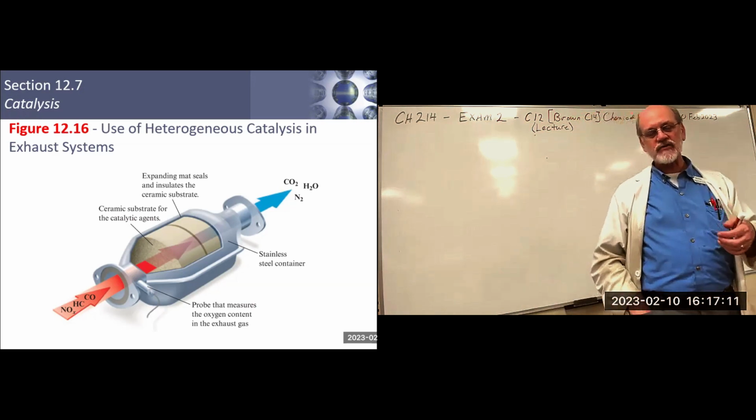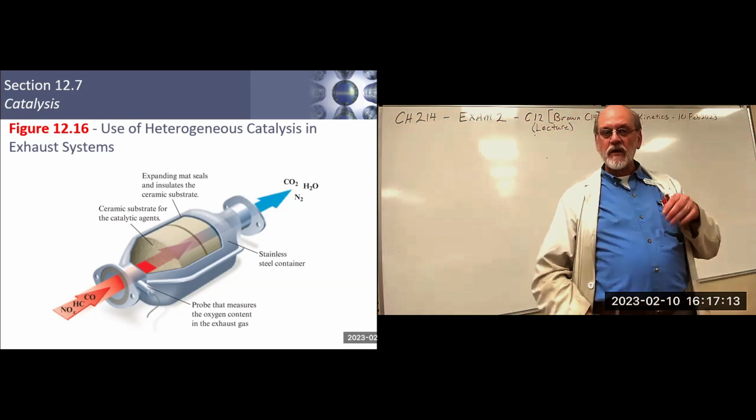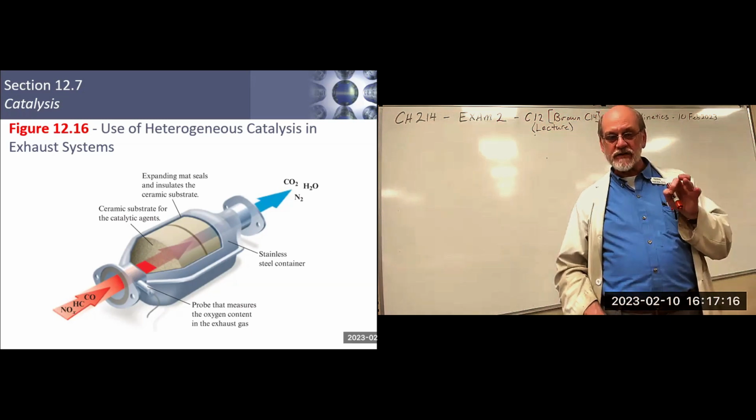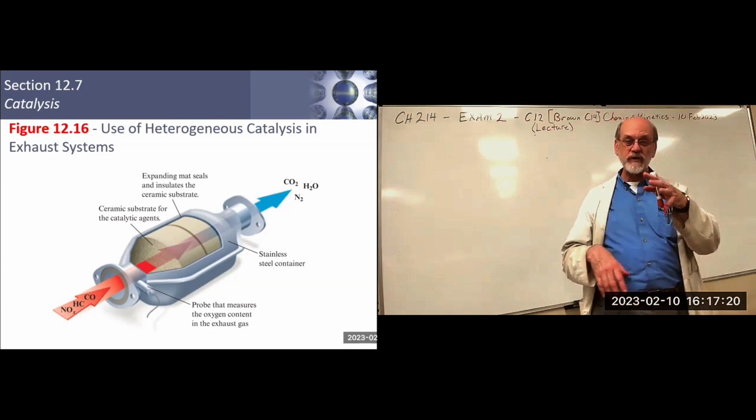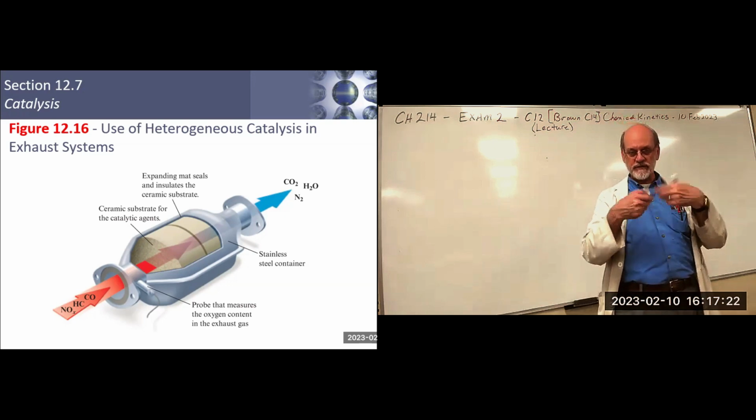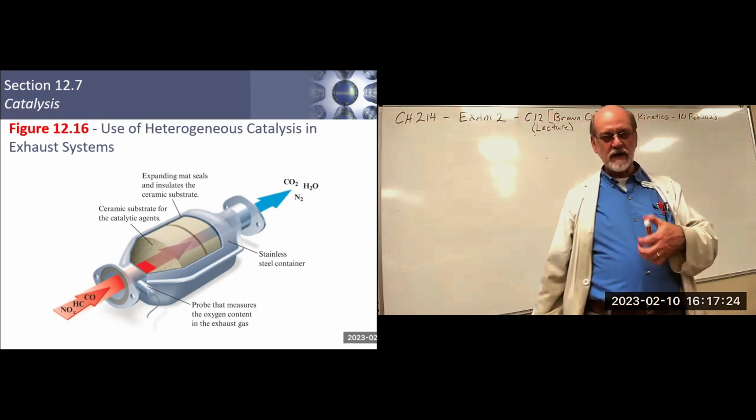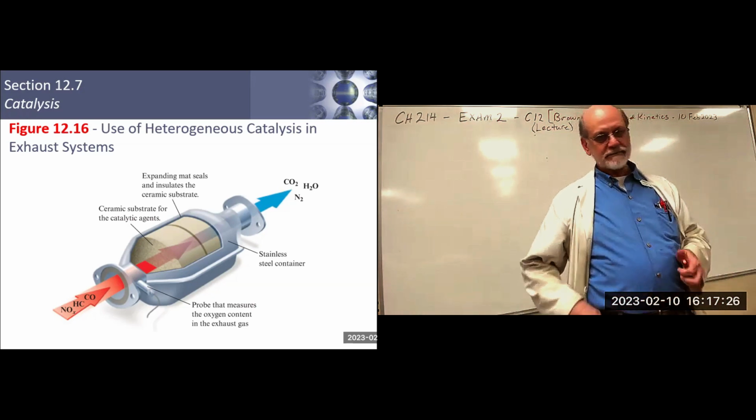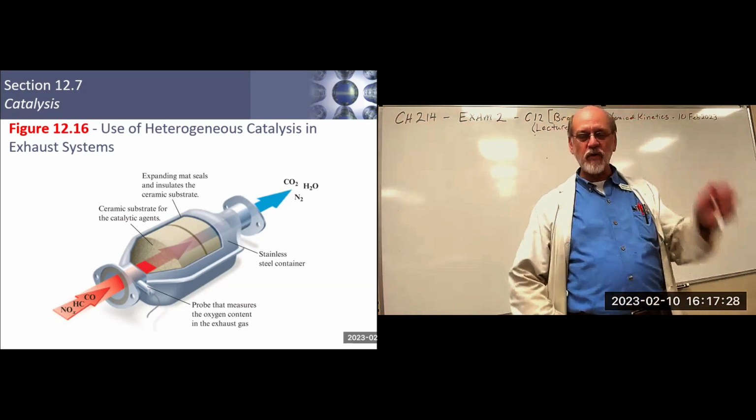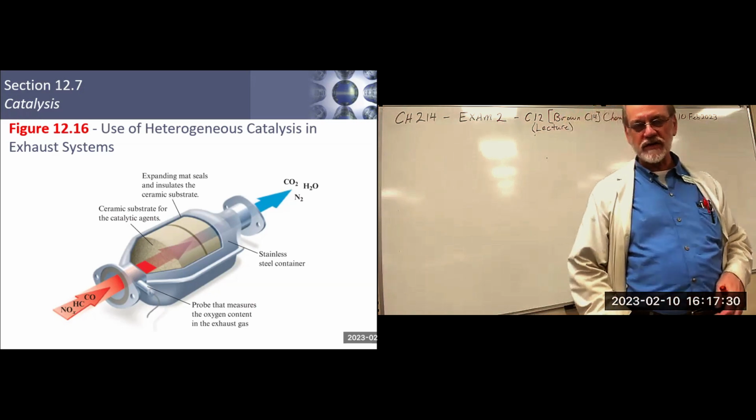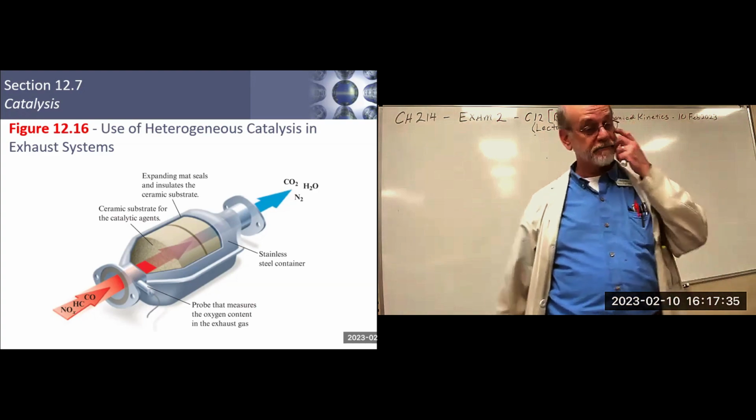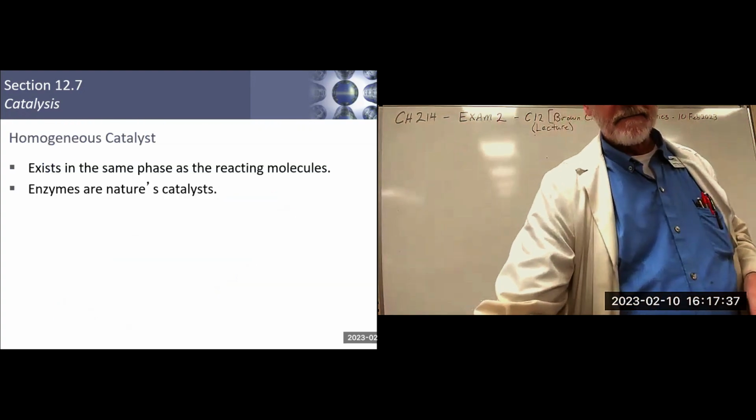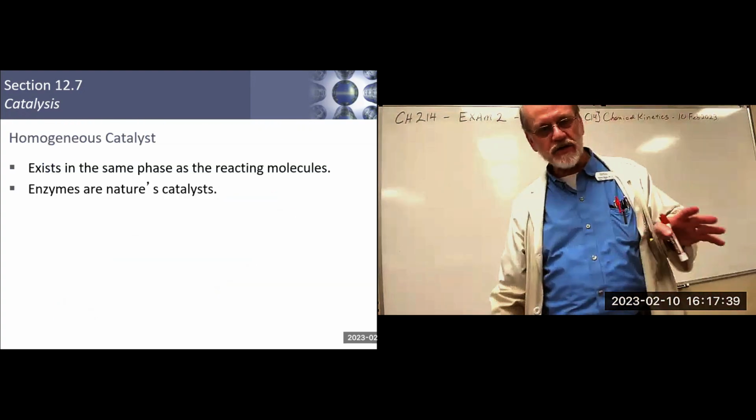Okay, so the manufacturers came up with another idea. We're just going to make the ceramic matrix a porous solid, so gases can flow through it, and then we'll coat the matrix with the noble metals. And from that point on, the only way that you could get the catalytic converter out of there was to saw it in half and pull the plug out. Okay, that's a heterogeneous catalyst.